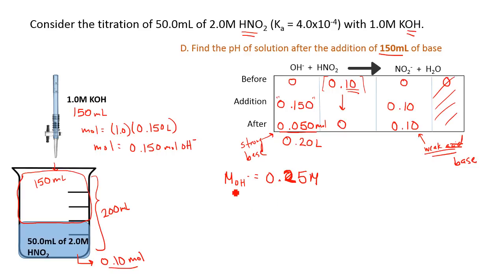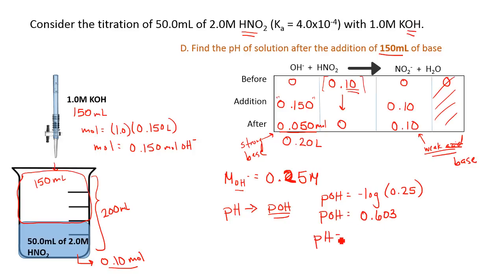So, if I know the molarity of my hydroxide, I can just find the pH of this by finding the pOH first, right? I have my hydroxide, I have to find my pOH to find my pH. So, I'm going to take the negative log of the hydroxide. I'm going to find the pOH to be 0.603, which is going to allow the pH to come out highly basic, which is what we want, at 13.39.